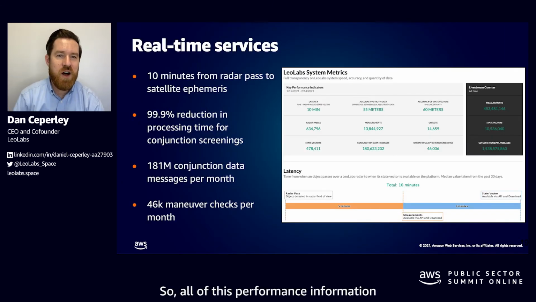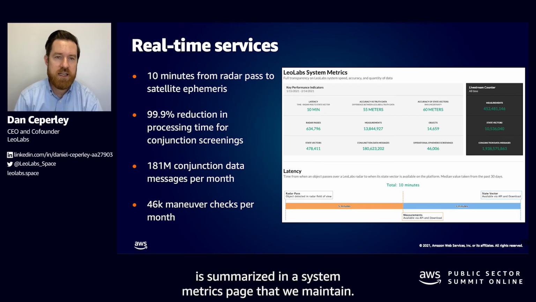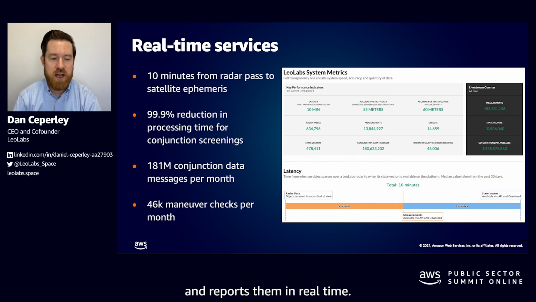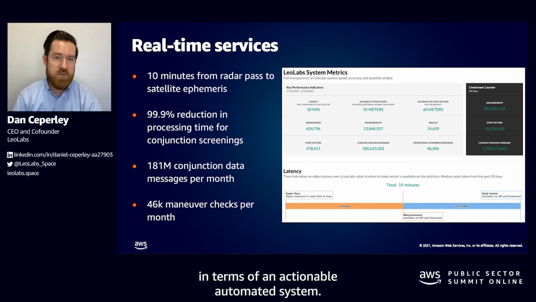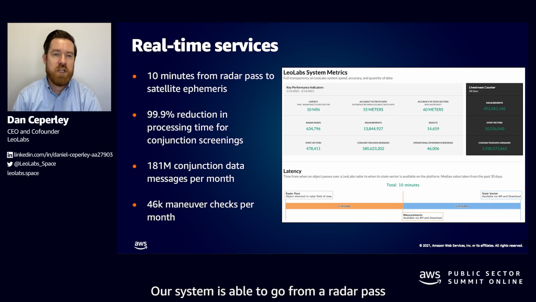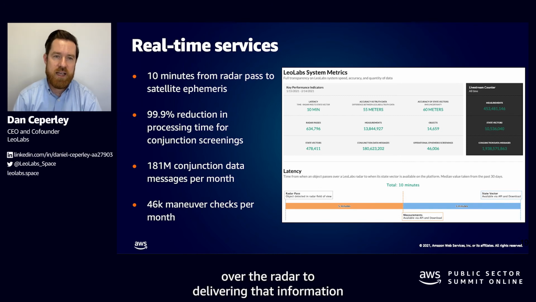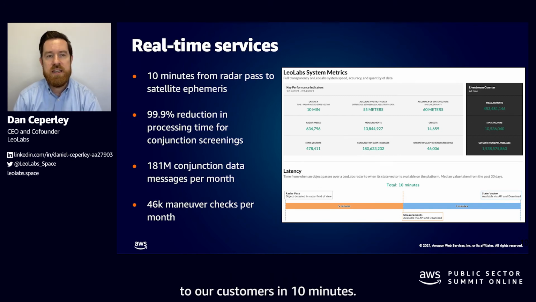So, all of this performance information is summarized in a system metrics page that we maintain. Our system automatically reports these numbers in real time. Some really important numbers in terms of an actionable automated system: our system's able to go from a radar pass, that is collecting data as the satellite flies over the radar, to delivering that information to our customers in 10 minutes.